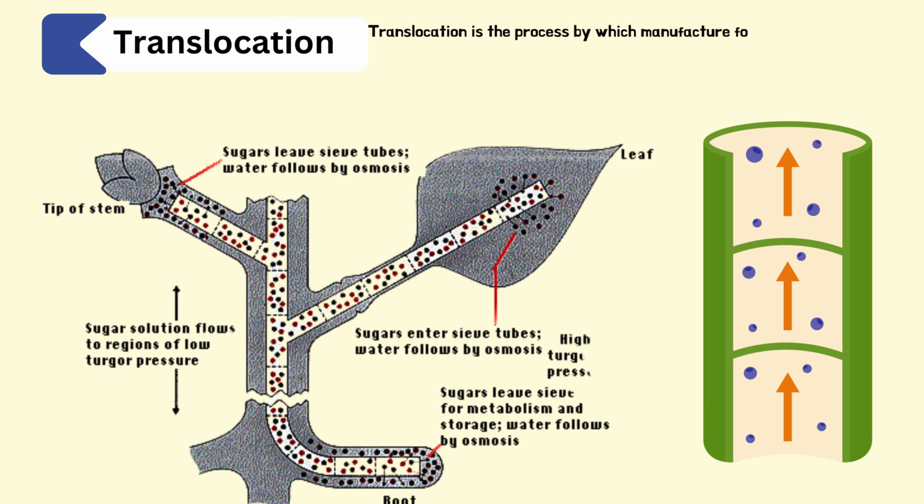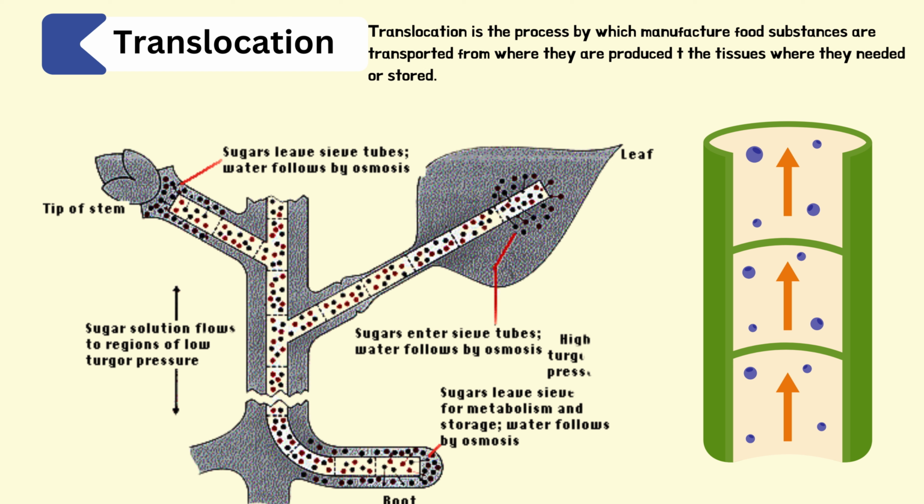Translocation. Translocation is the process by which manufactured food is transported from where it is manufactured to tissues where it is needed or stored. Translocation normally begins from the leaves to other parts of the plant. The phloem is the major tissue through which these manufactured food substances are translocated.